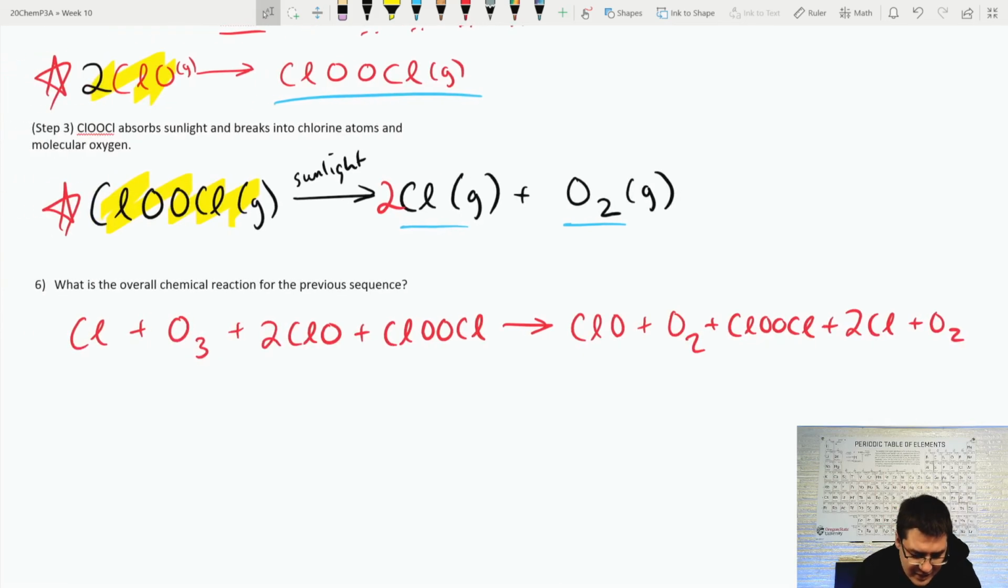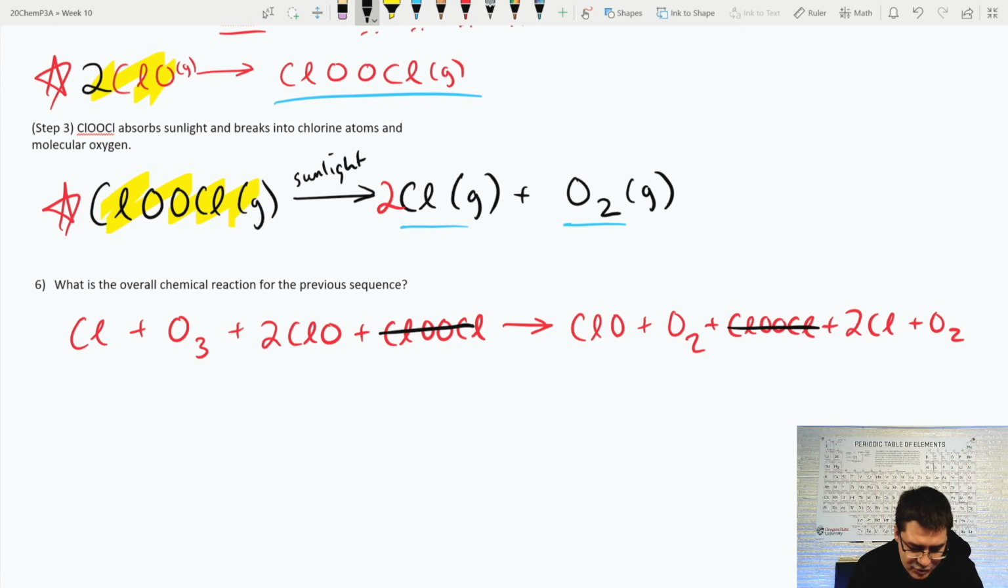And then what I can do is cancel things. If I have something that's the same on the left and the right, I can cancel it. So this and this, right? The ClO-OCl is a reactant and a product, so it cancels. This is just like canceling in algebra. You can remove things from both sides of the equation.